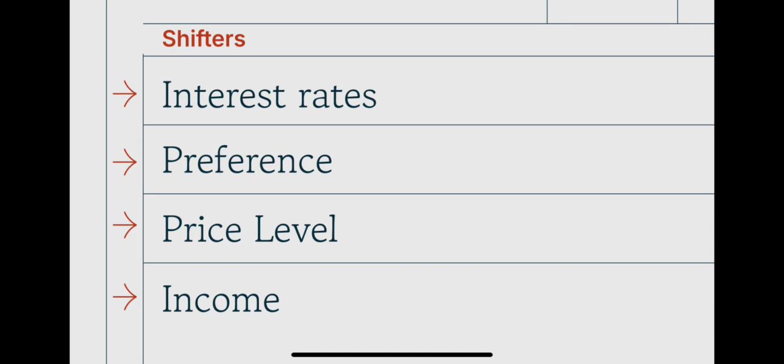Preference shifts the demand for a country's currency because if the goods of that country are wanted more by outsiders, the outsiders are more likely to buy the country's currency, making it appreciate. Price level of a country also affects the demand. If the price level inside of a country goes up, then people from outside are less likely to buy that country's goods. Income is the last one.